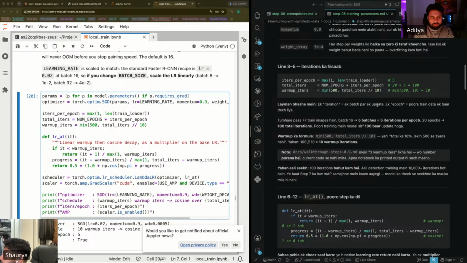एक इटरेशन एक बैच पर एक अपडेट, एक epoch पूरा ट्रेन डेटा एक बार देख लिया. हमारे पास 77 ट्रेनिंग इमेजेस हैं, बैच 16, 5 batches, 5 iterations per epoch, 20 epochs.